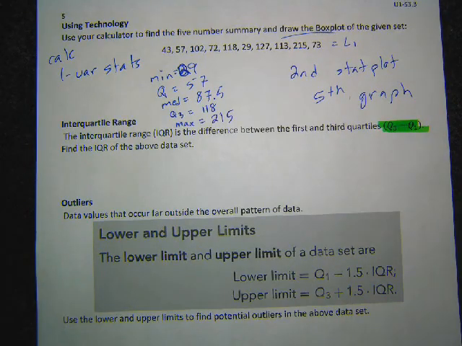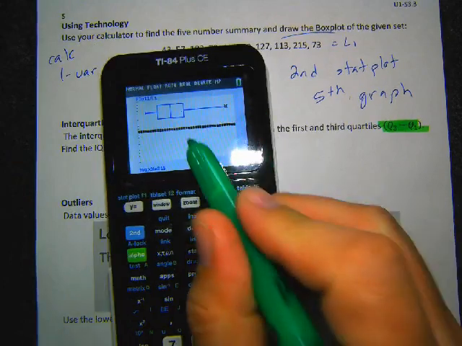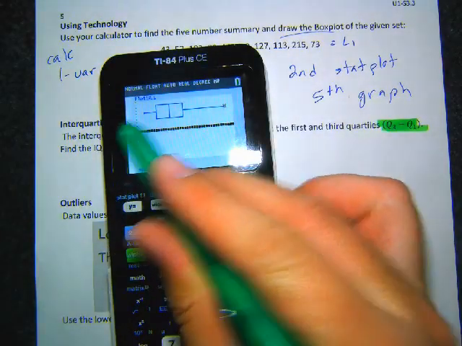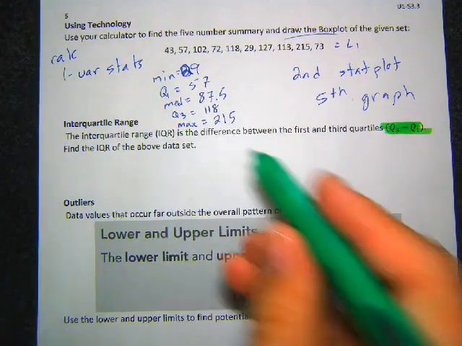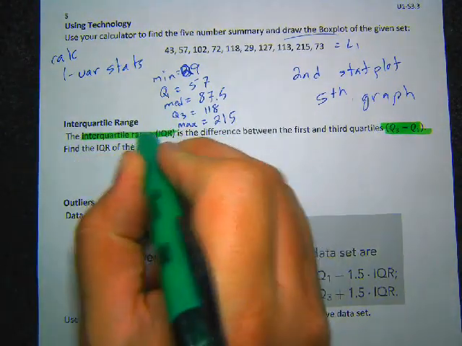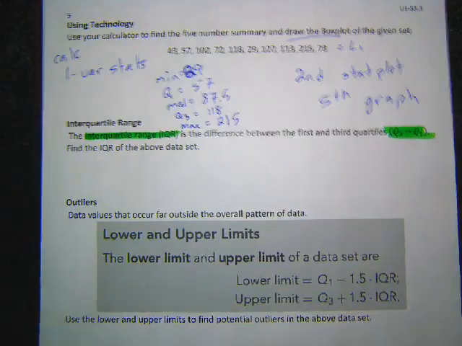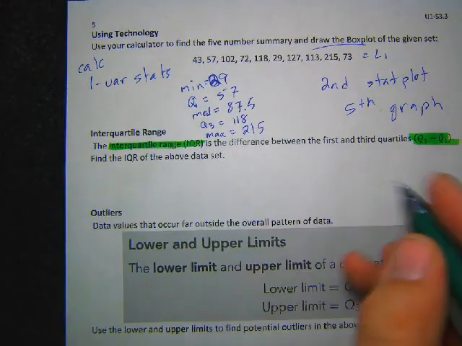Instead of being a range of the whole thing, it's kind of the range of this middle piece here. Instead of the top to the bottom, the whole thing, it's just the middle piece. So we can find that. We can find the interquartile range, also called the IQR for short, because who wants to say interquartile range all the time, by just subtracting.